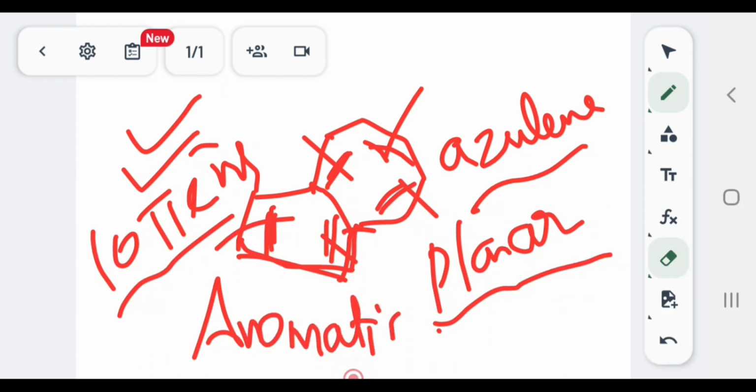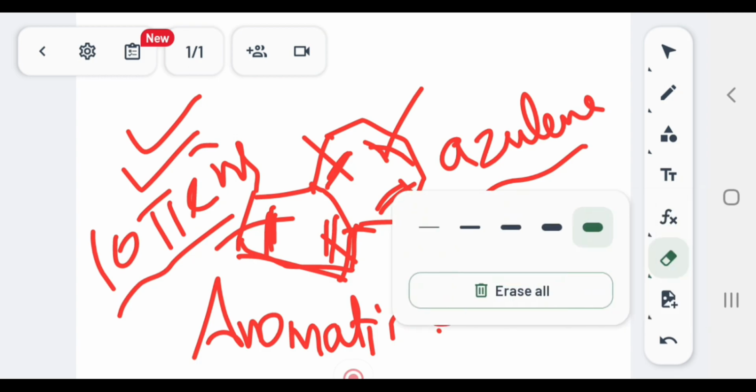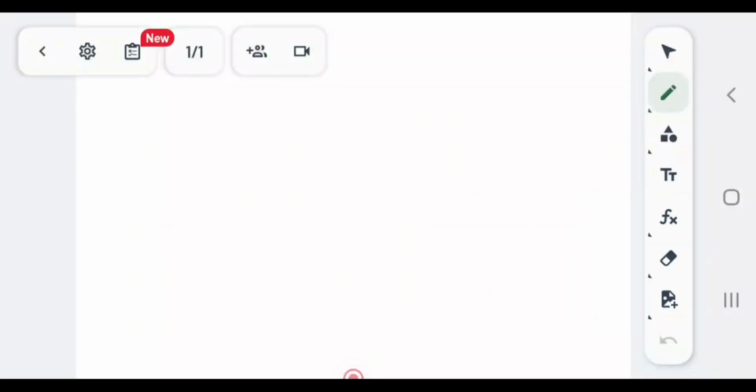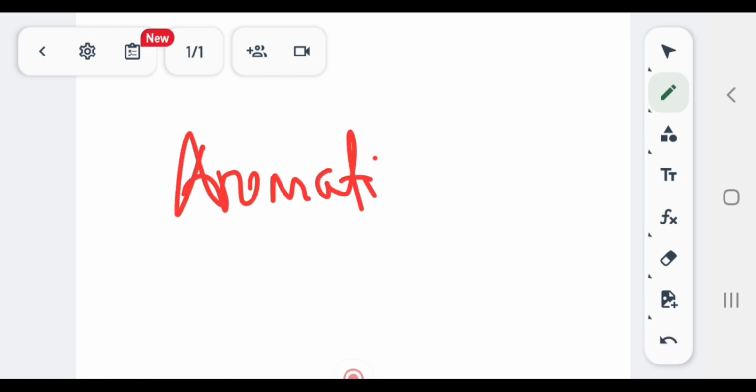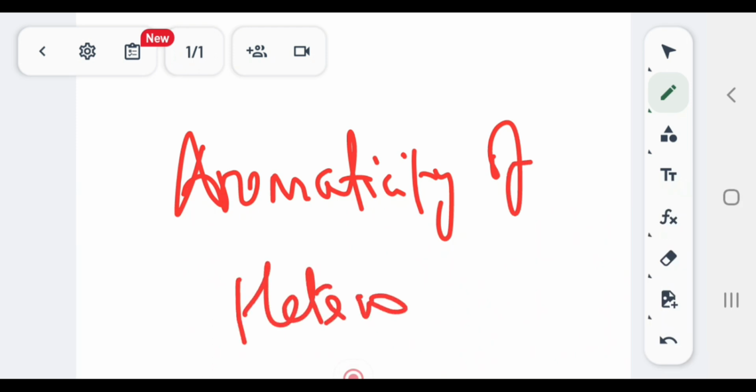I hope these examples will give you a clear idea about aromaticity. In the next class, we will discuss the aromaticity of heterocyclic compounds, okay? Because in heterocyclic compounds, it is quite different. So I will tell you those concepts in the next video.